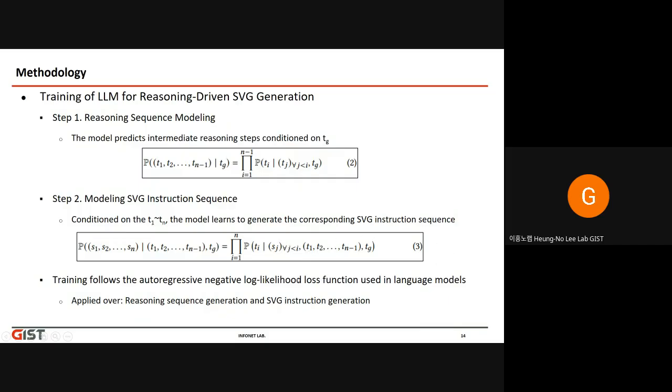The training follows the autoregressive negative log likelihood loss function, which is used in many language models. As the outcome, this model can learn the sequential drawing logic of the image, understand intermediate visual construction steps, and then generate SVG code aligned with the structured reasoning process.